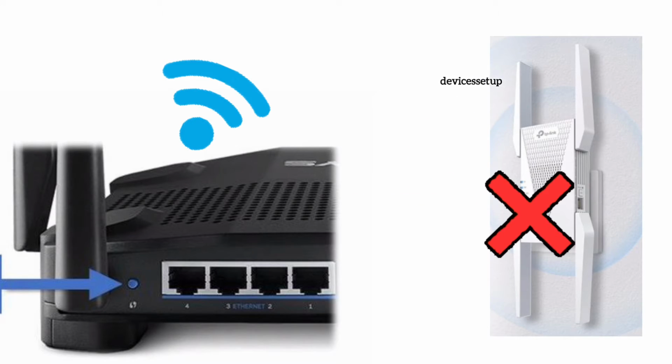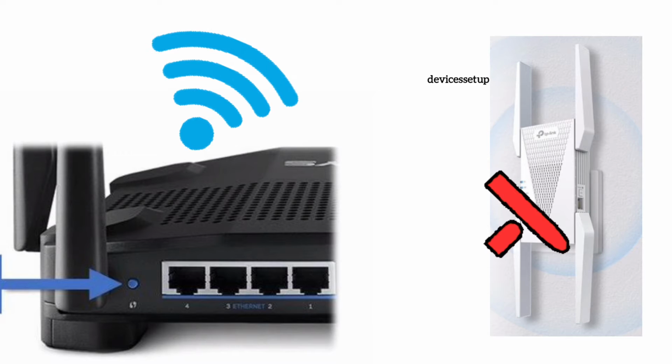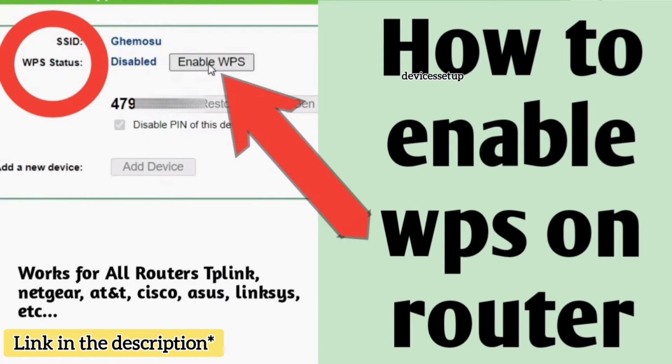And if you don't have a solid internet light on the extender, then it could be possible that the WPS is disabled on the router. Watch our video on how to enable the WPS on the router.